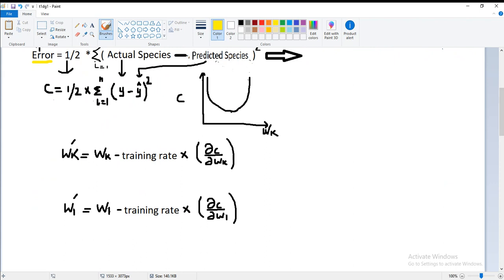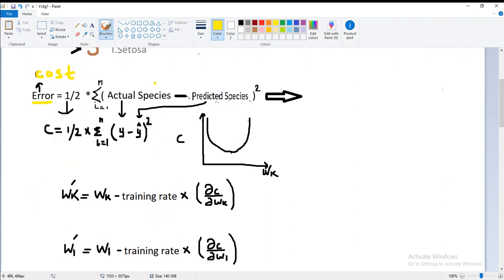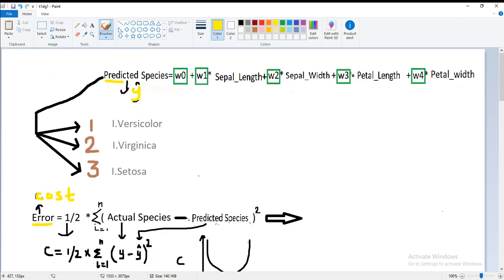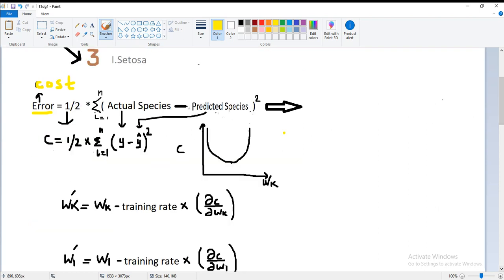Another thing we need to change here is that we named the variables in the error function, or the cost function, as actual species and predicted species. Predicted species is changed to y hat, as you can see above. So we'll change that to y hat, as you can see in the equation below. It's the same equation as above, but simplified. Predicted species is written as y hat and the actual species is written as y.